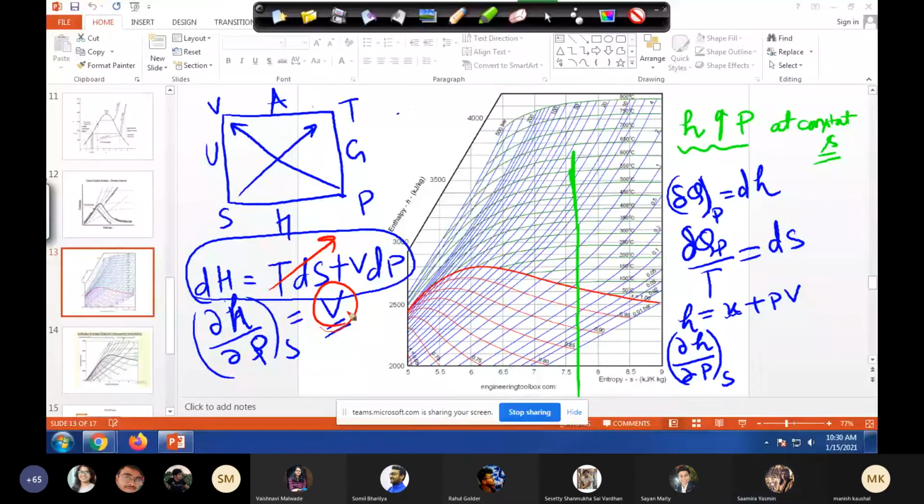So that's why I tell you that we can visit the Mollier diagram many times, and we can answer all our questions. Now, since you asked, let's see if we can reach this relation without this Maxwell diagram. dH is TdS plus VdP. Let's see. I think we can.